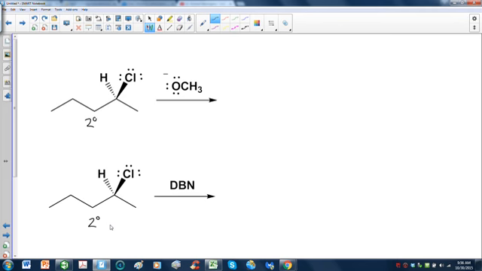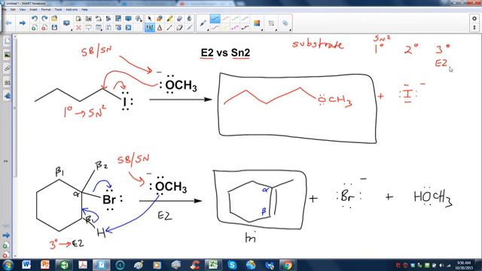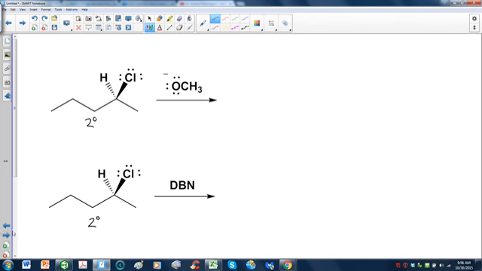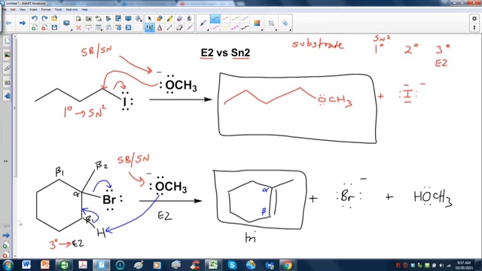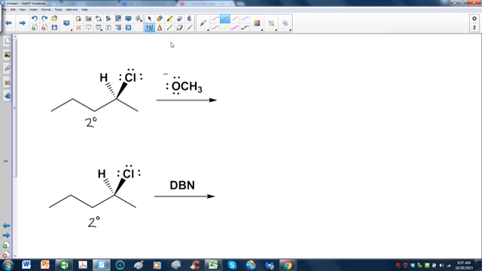So, as you would imagine, because primary favors Sn2, tertiary favors E2, well, secondary doesn't really favor either. So, just as we've seen before, we have to look at the nucleophile or base to see what's going to happen. So we just have to ask ourselves, well, what do we have? Do we have a strong nucleophile and a strong base, or do we have something different? Now this guy we know, because we've seen it up here, OCH3- is a strong nucleophile and a strong base.